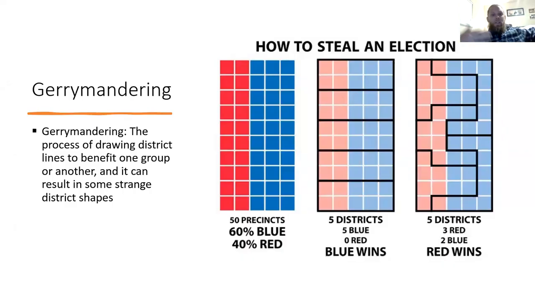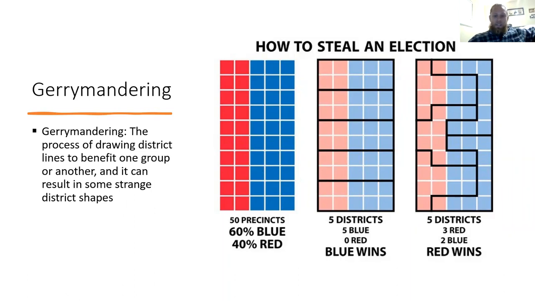So now, what is gerrymandering? You've probably heard this term. Gerrymandering is the process of redrawing the lines and intentionally drawing them to skew one way or the other. So for instance, let's just say that we've got 50 precincts within a state, and a state is able to have 5 seats in the House. How might these lines be drawn?